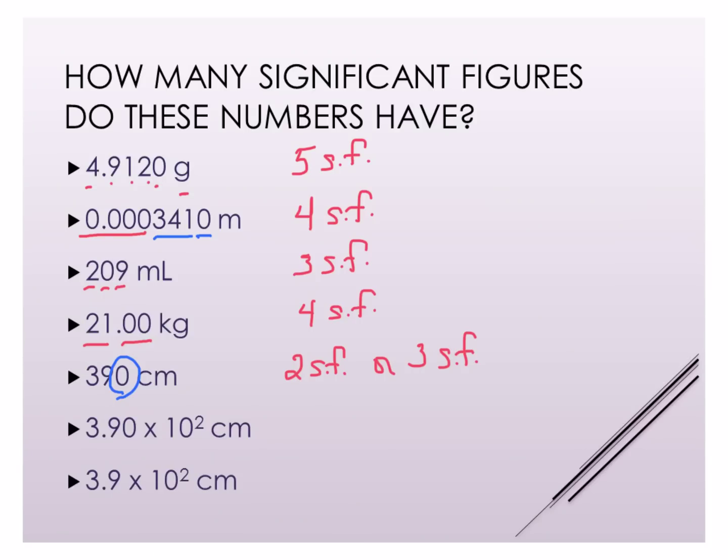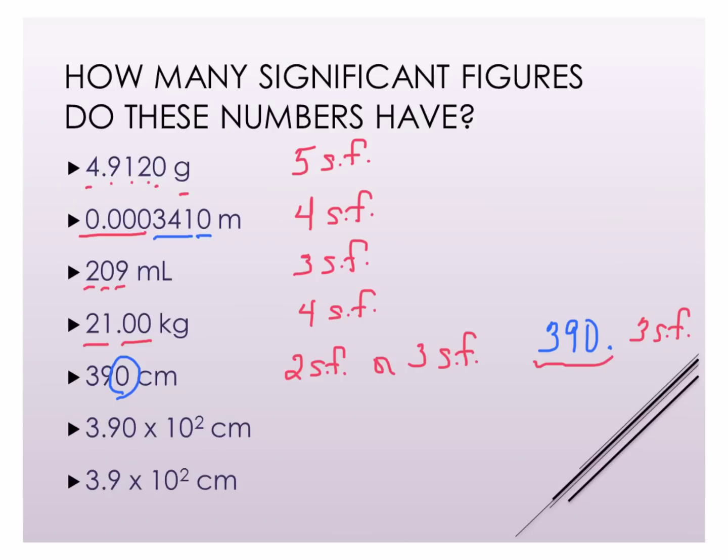The easiest solution, if we want to say yes, this has 3 significant figures, is we can actually rewrite the number as 390 with a decimal point. Now it looks kind of odd to have a decimal place with nothing after it, but when we do that, it lets us know that yes, all 3 of these digits are significant. So this value would have 3 sig figs.